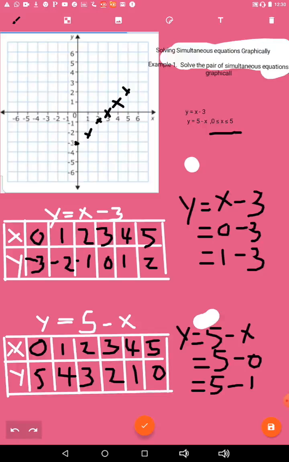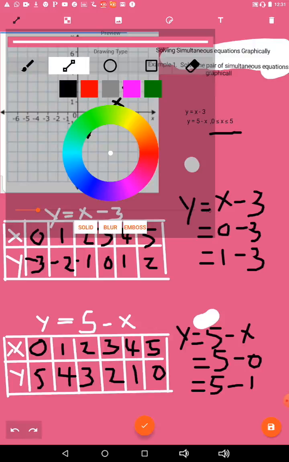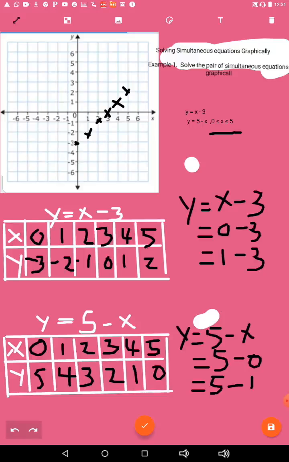Alright. So now my points aren't perfect because of the app that I'm using, but when you do it on your graph paper, please do it neatly. Now we're gonna connect the points to get a straight line. Alright, so that is the line, y equal x minus 3.